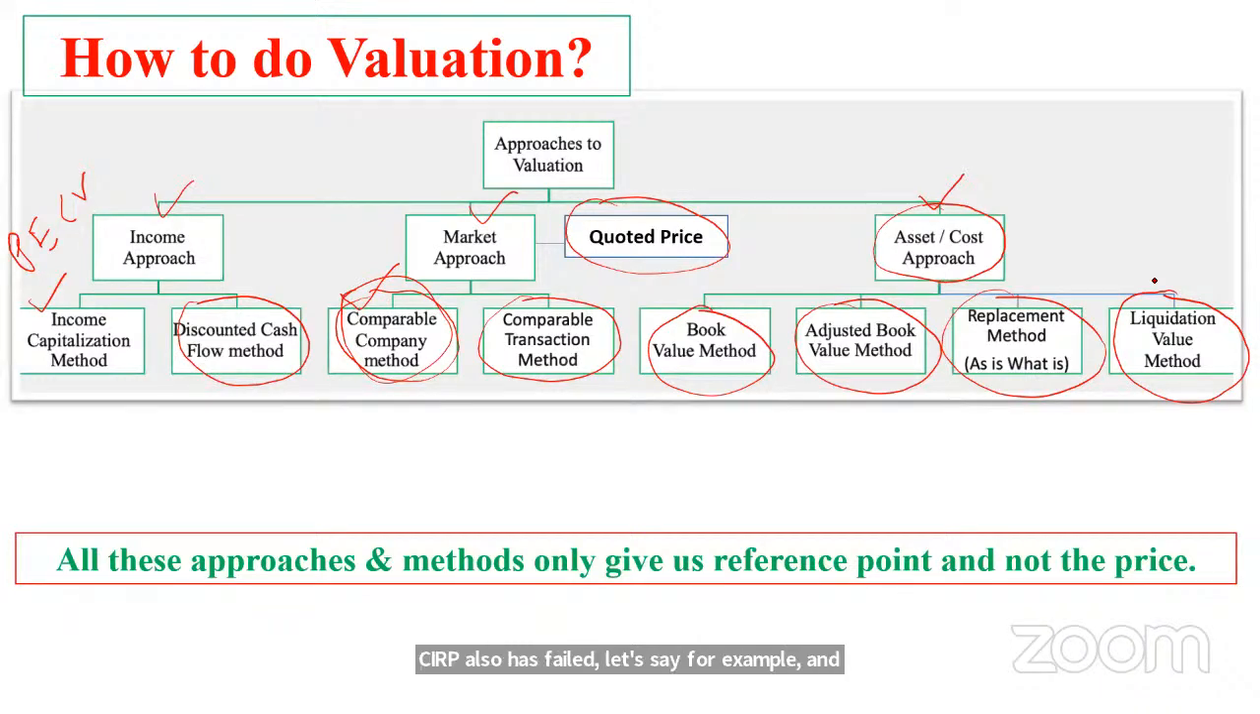So now a liquidation method would mean that if all these assets are sold today, how much will be the realization? And from that realization, first you minus the amount of expenses that you would have incurred in selling those assets and realizing the money. And then you also minus all the liabilities. If anything remains in your hand after that, that becomes the value of the company based on the liquidation value method.